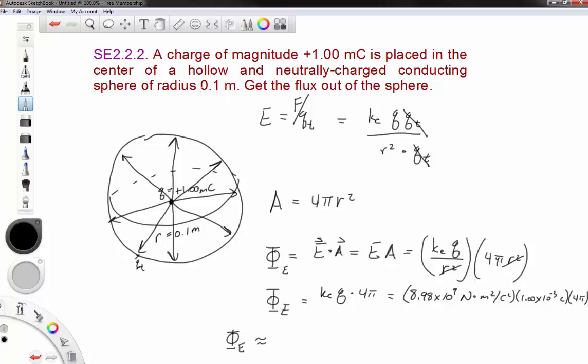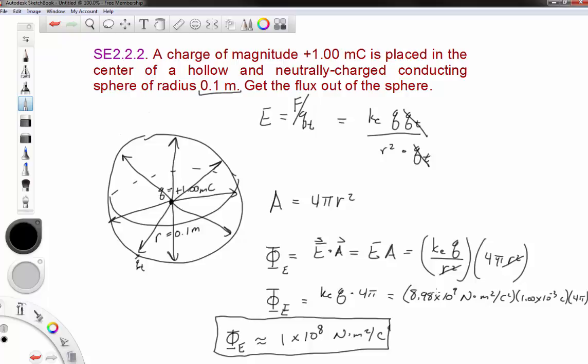approximately, seeing as we only had one significant figure to work with, 1 times 10 to the 8th Newton meters squared per Coulomb. And if we had more significant figures to work with, this could have more significant figures. For example, if this was 0.100, we would have had 1.13 times 10 to the 8th. So, okay, we've calculated the flux out of that sphere.